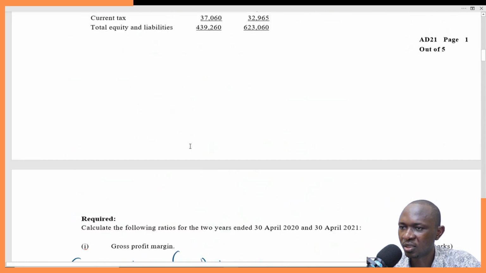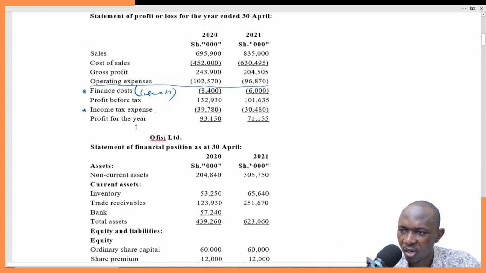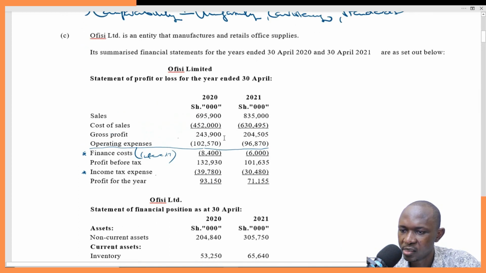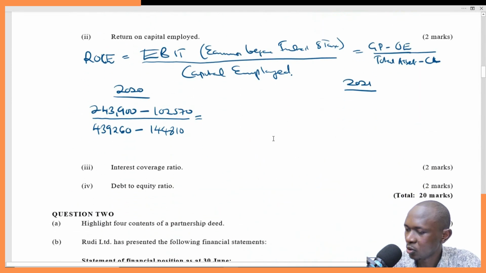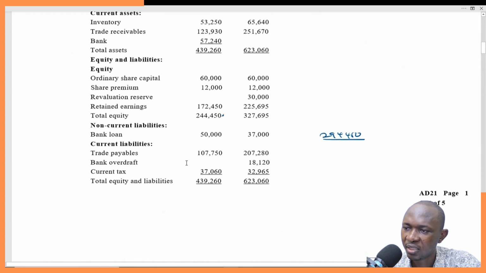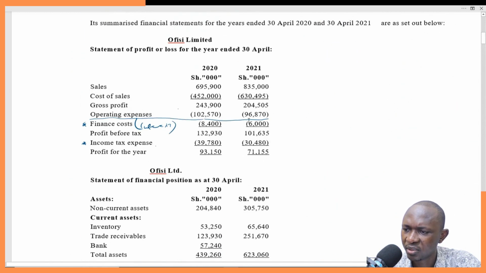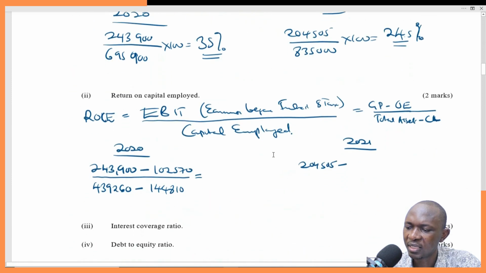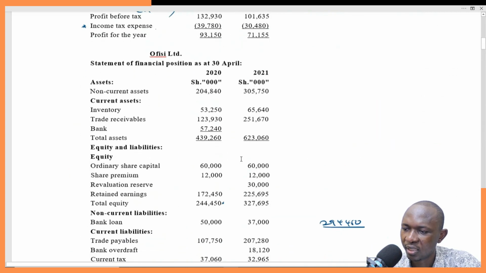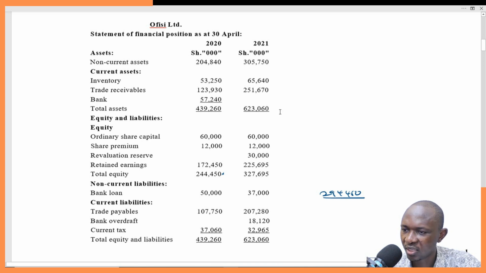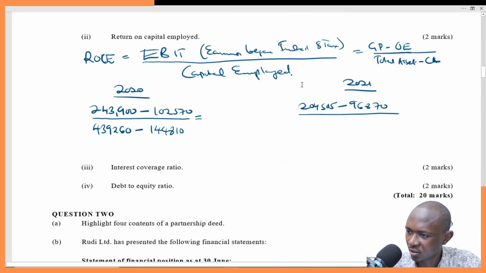So the same thing, we can do it for 2021. For 2021 it will be gross profit 204,505 minus operating expenses. What do you have under operating expenses? 96,870. 96,870 over. So we'll go back, get this part. We'll take total assets 623,060.